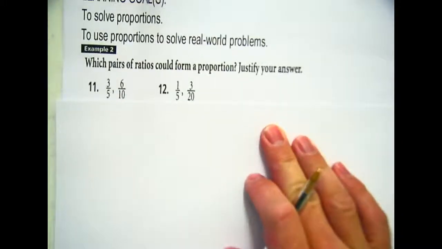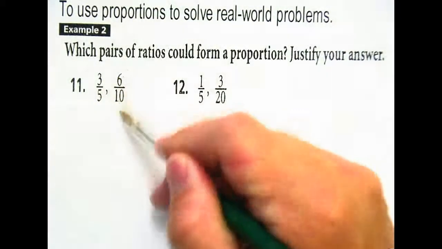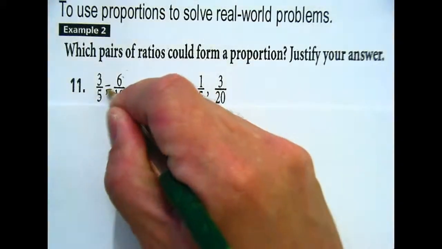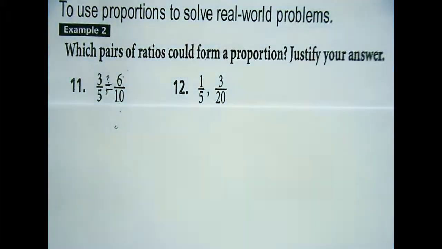Okay, well, here's some problems. It says, which pairs of ratios could form a proportion? In other words, is this proportional to that? Does this equal this? Is the question. Well, does it? Yes. Okay. How many say, yep, it does? Right? Justify it to your neighbor. Tell them how you know those are. Jake, what do you think?